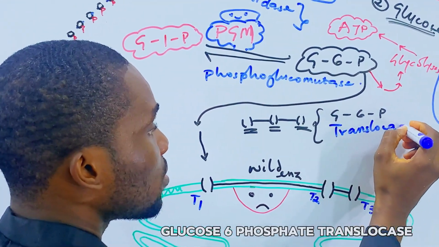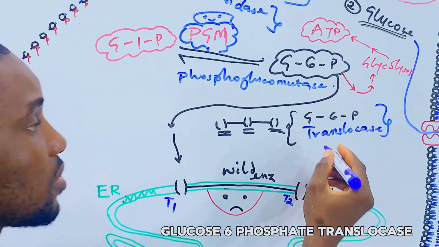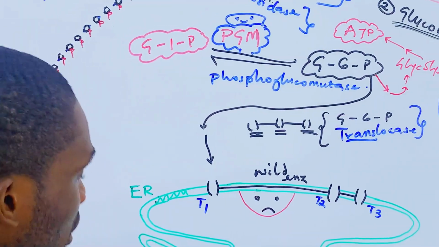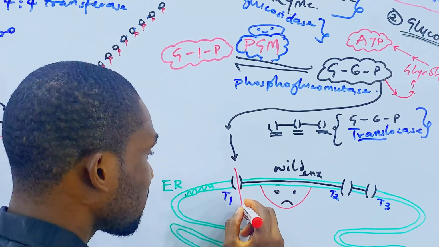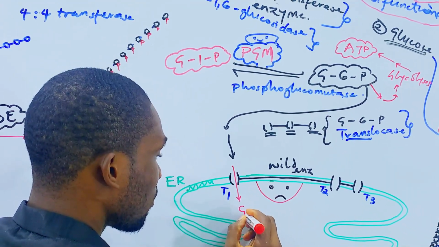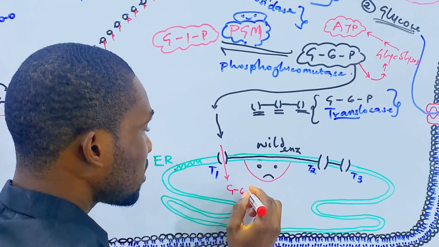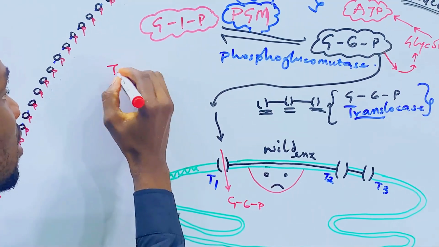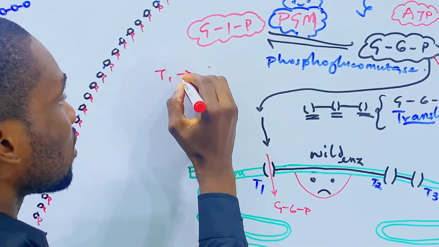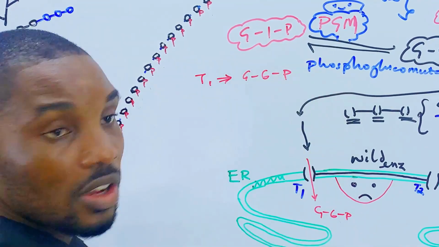So it's called glucose 6 phosphate translocase, right? From the word trans, to transport. So we have our glucose 6 phosphate entering here, glucose 6 phosphate, through what? The T1. So the T1 is responsible for transporting glucose 6 phosphate. T1 is for glucose 6 phosphate, right?